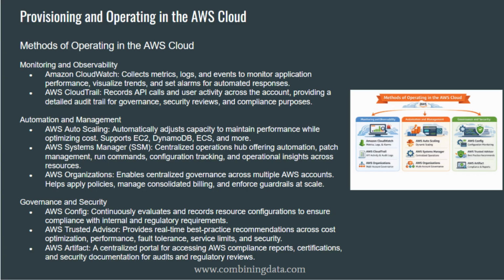Key takeaway for the AWS exam: operating in AWS is about observability. Think about CloudWatch, CloudTrail. Automation: think about Auto Scaling, Systems Manager. Governance: think about Organizations, Config. Best practices and compliance: think about Trusted Advisor, Artifact. AWS operations are designed to be automated, scalable, and auditable. And the exam tests whether you understand which tool solves which operational problem.